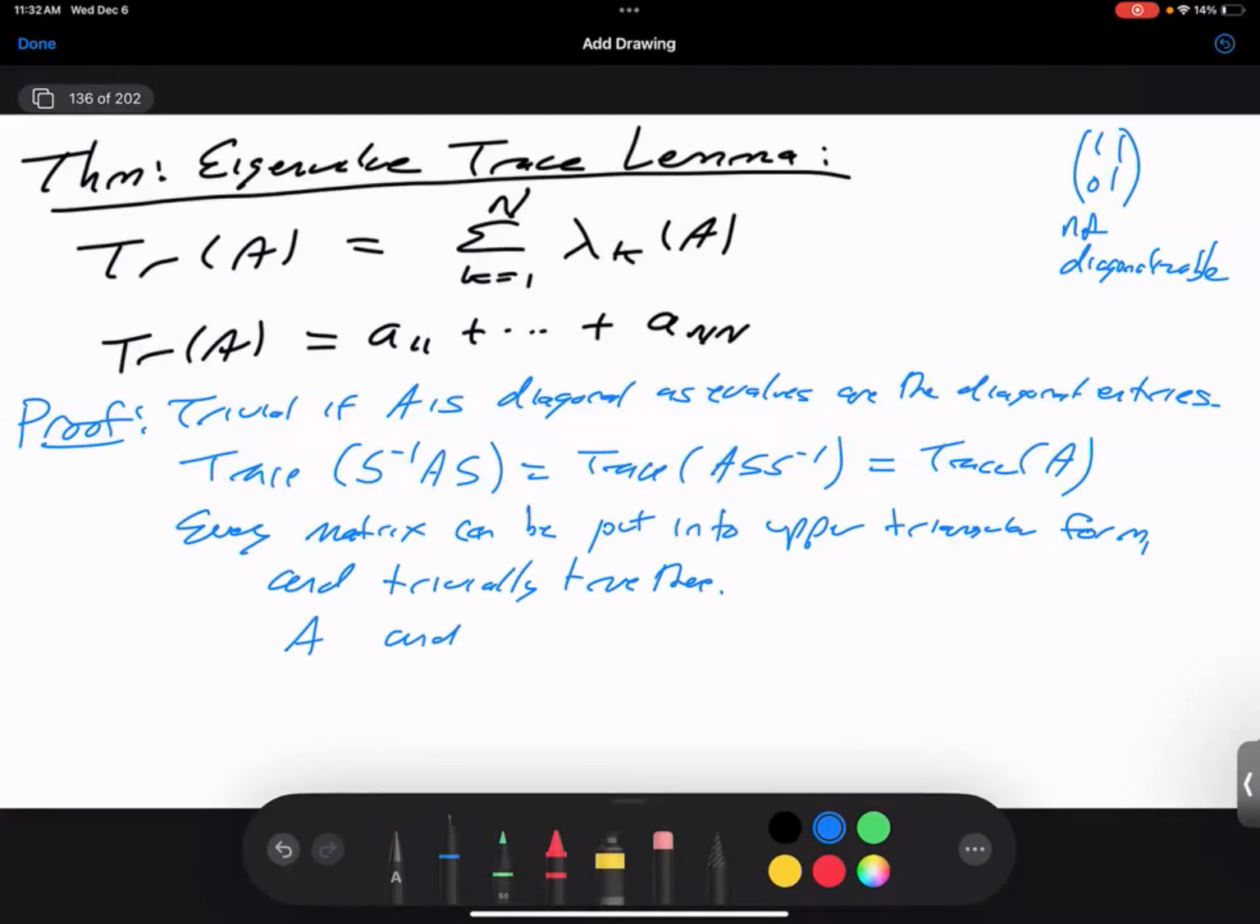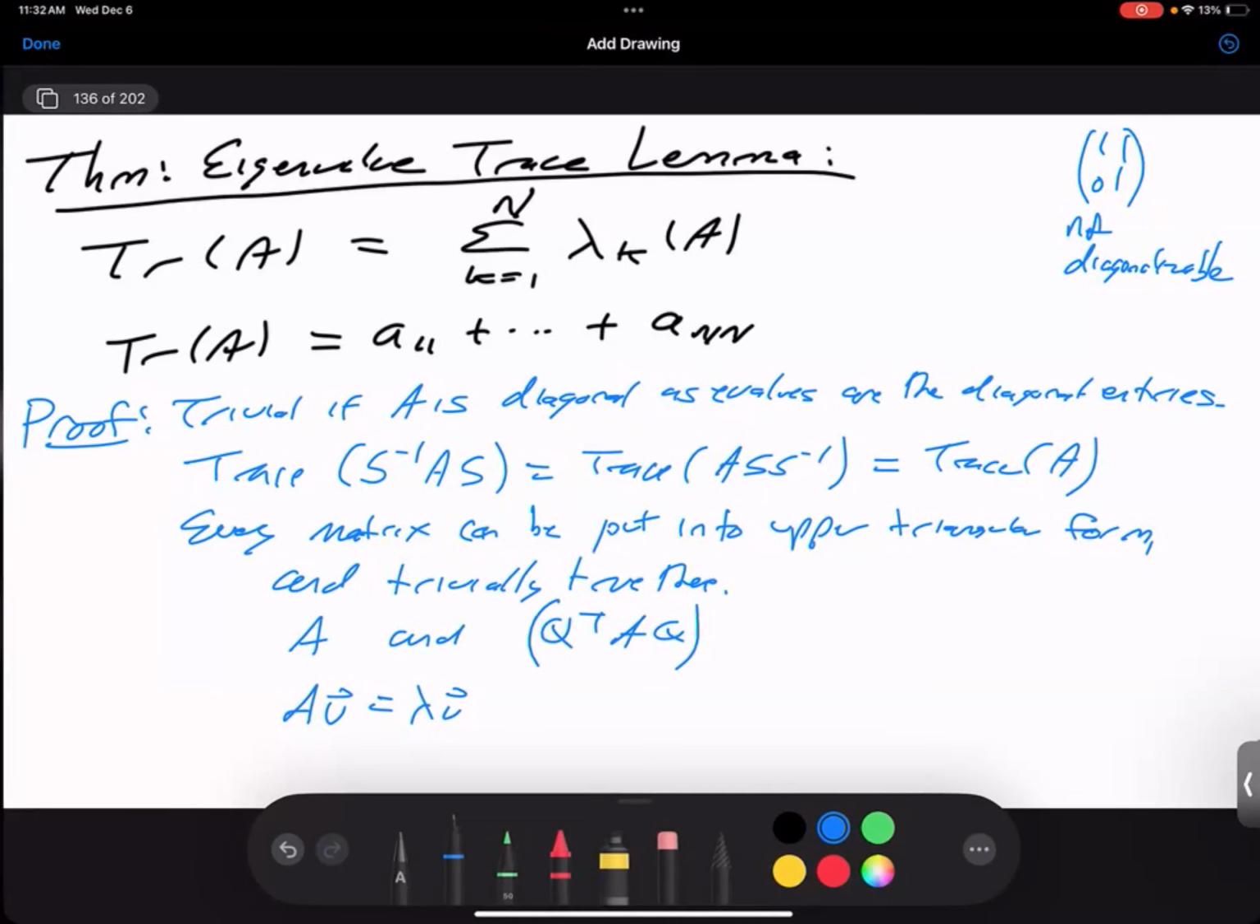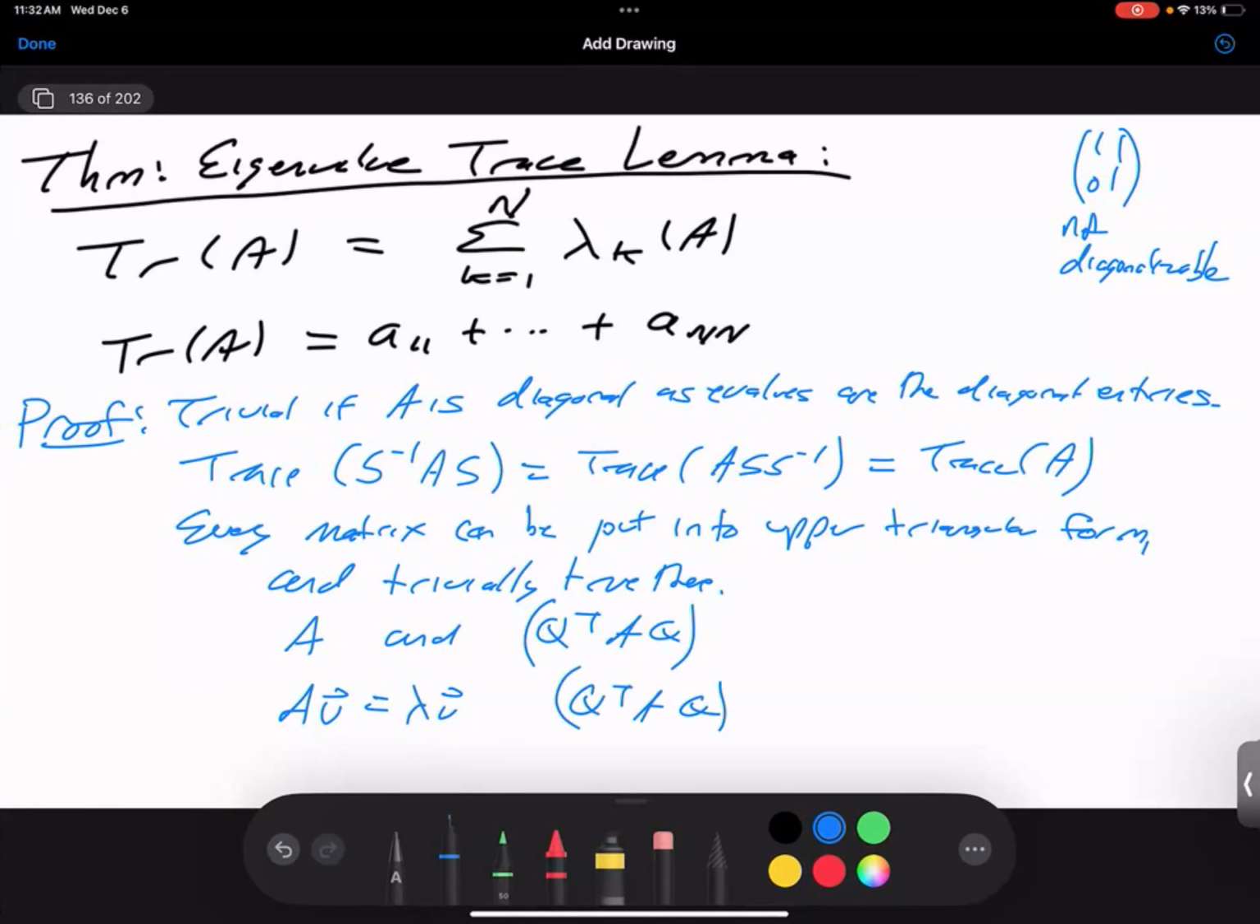Now, if I have A and say Q transpose AQ, bless you. If we have AV equals lambda V, what do you think the eigenvector might be that corresponds to V of Q transpose AQ? Can anybody give me a vector that should probably be an eigenvector of this? We know AV equals lambda V. I claim that you can find the eigenvectors of Q transpose AQ in a very nice way. Any guesses on what would be the corresponding eigenvector? What would go with V? I'm sorry?